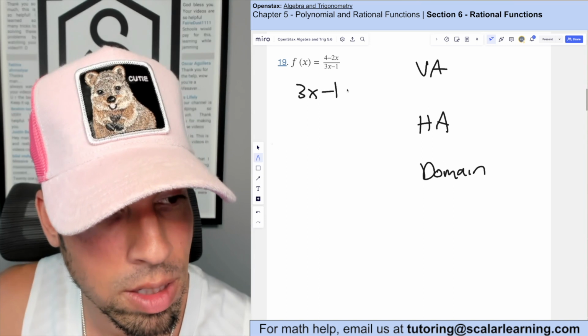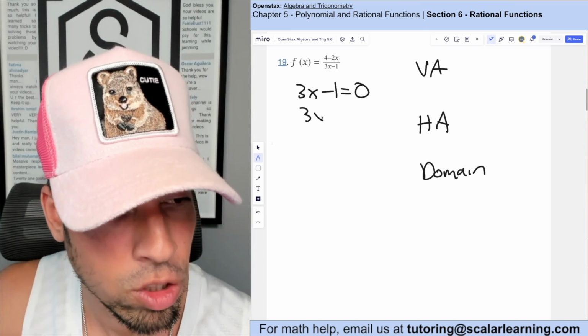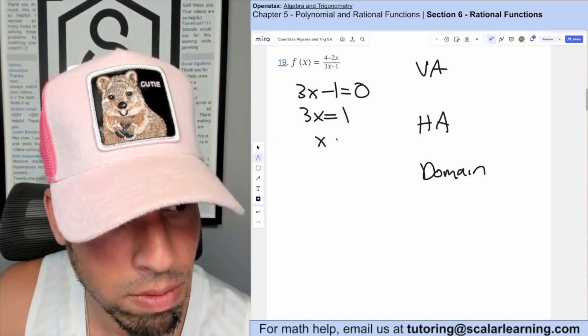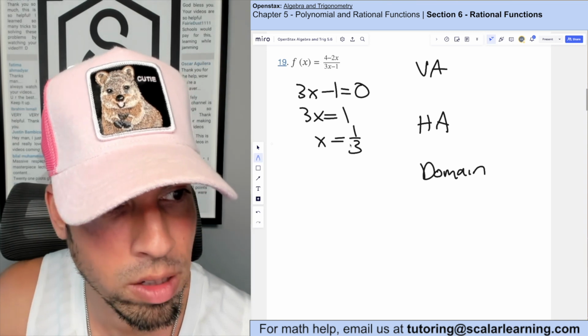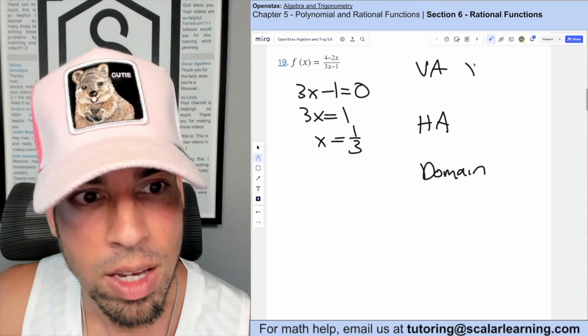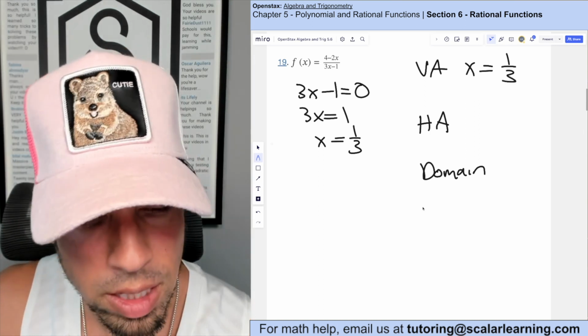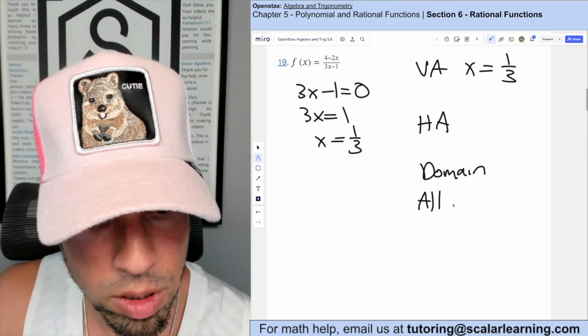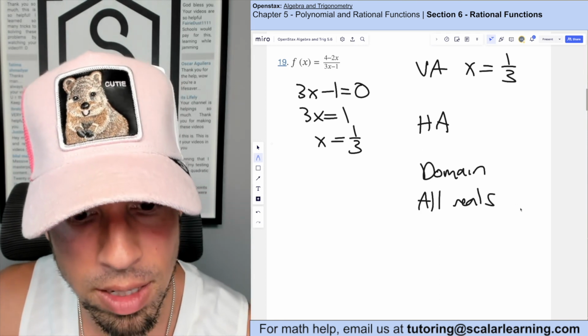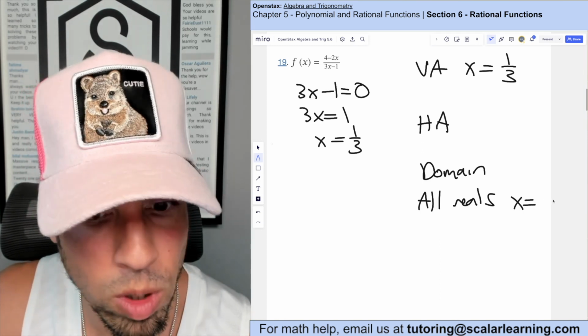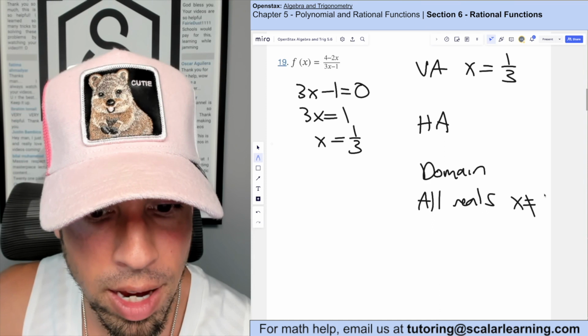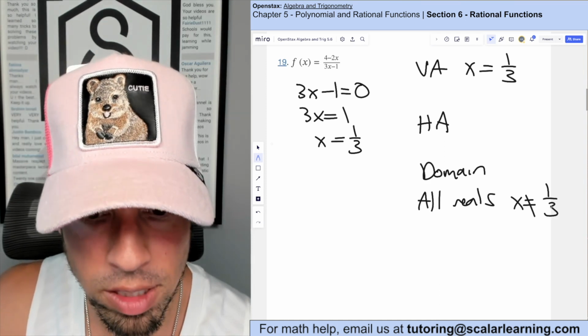So when is this going to equal 0? It's when, as we add 1 to the other side and divide by 3, x equals 1/3. That's what's going to zero this out, and that's our nice vertical asymptote, x equals 1/3. This leads us into the domain, which is all real numbers except for that positive 1/3. So all reals except for 1/3. X does not equal 1/3.